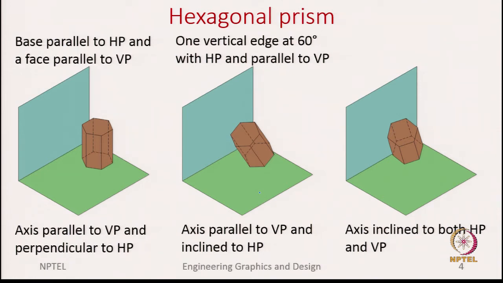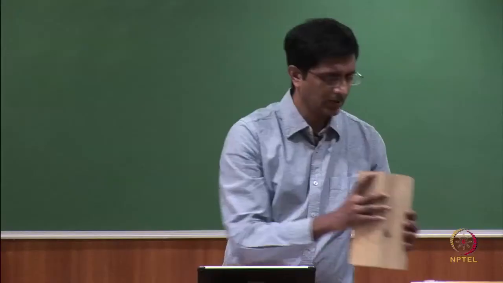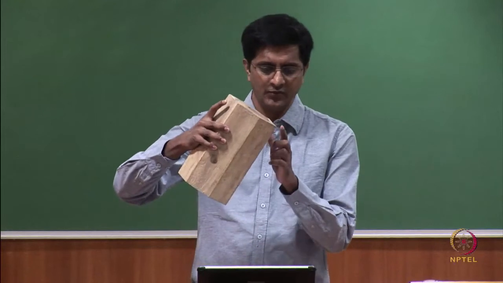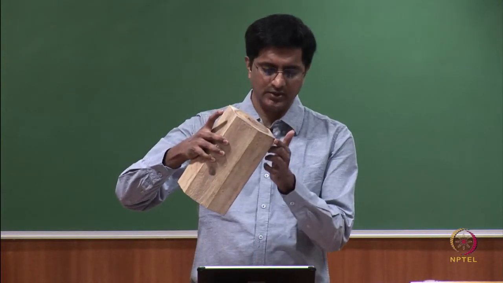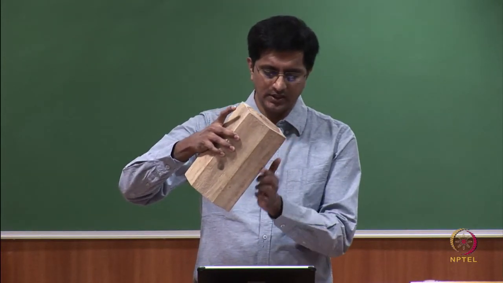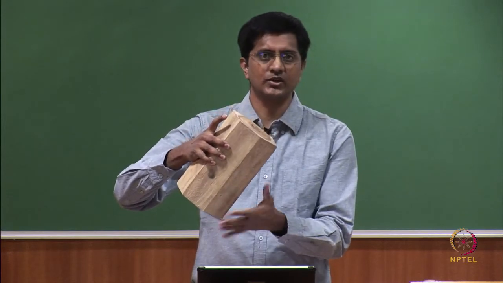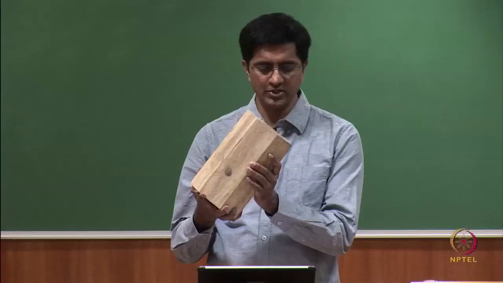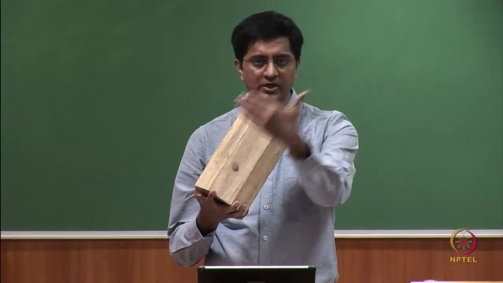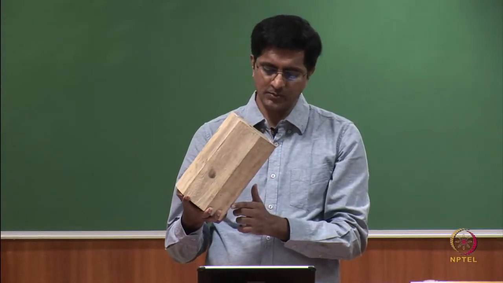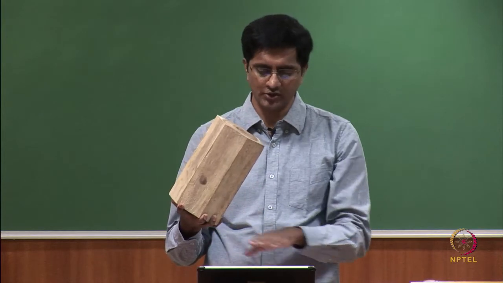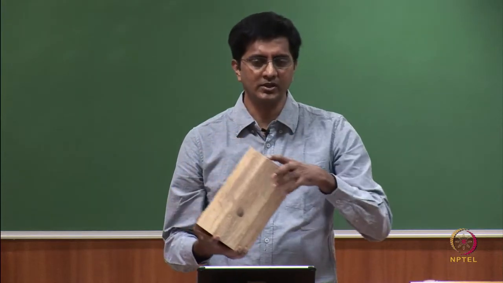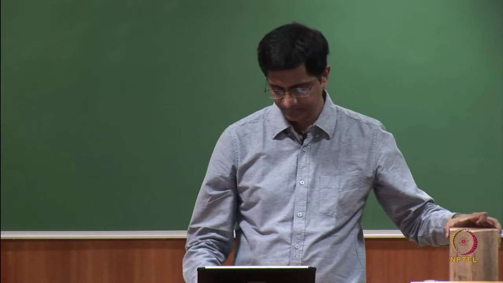And for the second orientation, we can say one vertical edge at 60 degrees. So, in this case we are looking at this edge. This is the vertical edge. We are saying that this makes an angle of 60 degrees with the horizontal plane, and this vertical edge is also parallel to the vertical plane. So, this edge makes an angle of so and so with the horizontal plane and parallel with the vertical plane.